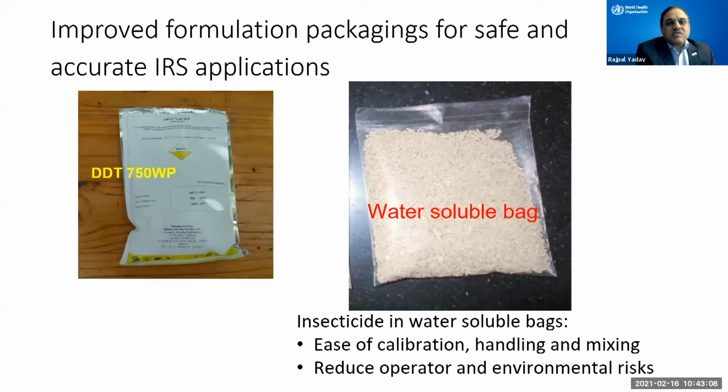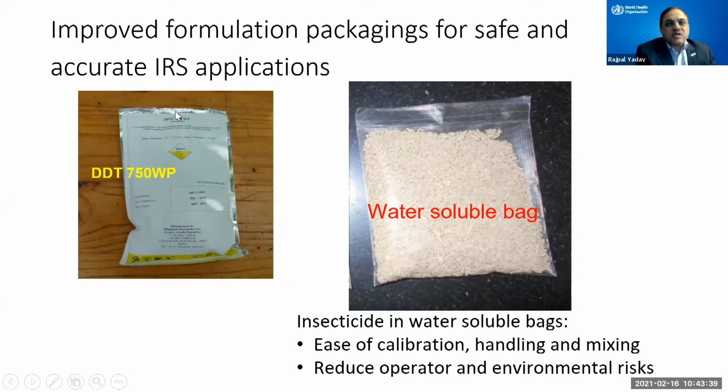Then insecticides are marketed in different packagings, but I specifically wanted to show you these two pictures. On the left-hand side is the packaging. It's an aluminum packaging containing 75% DDT. So it's a powder. WP means a wettable powder. So this powder is marketed. This is just an example. It could be deltamethrin or any other insecticide for indoor residual spraying. But just as an example, I have put up this slide.